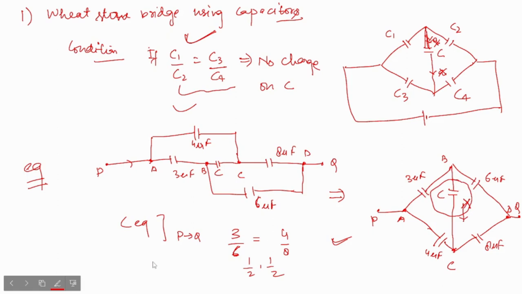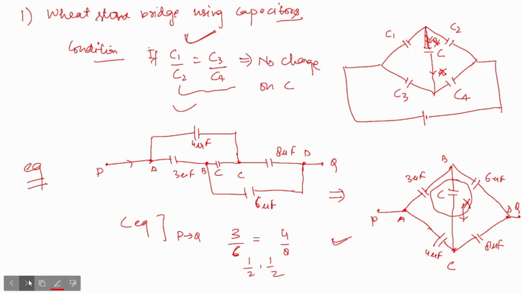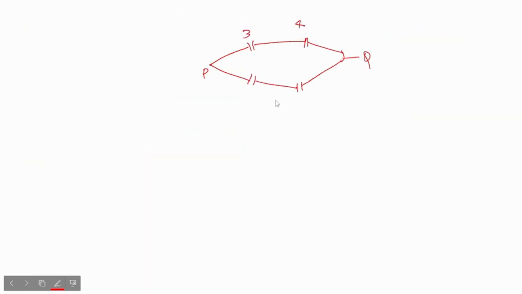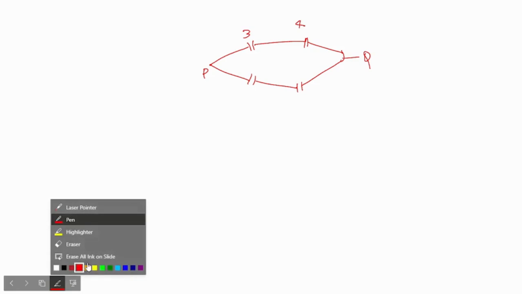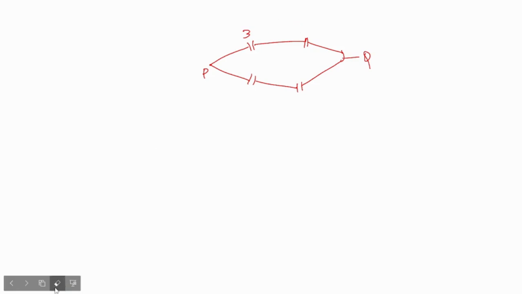So this can be reduced to this form. The point P here. Two capacitors 3 and 6 are connected in series, and then 4 and 8 are connected in series, and they both are in parallel to each other, right? So you need to find this equivalent capacitance. How will you find it? 6 and 3, they both are in series.